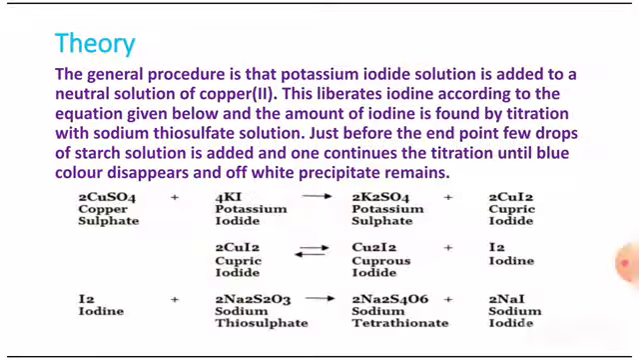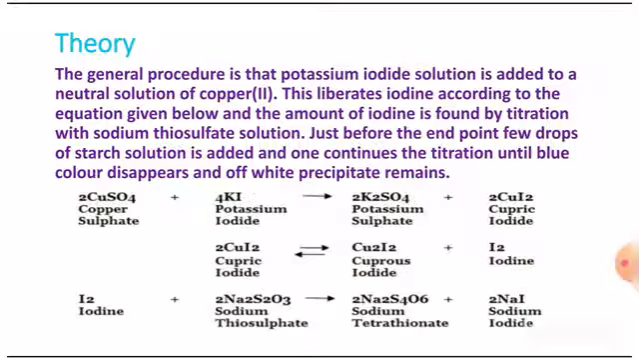Theory behind this titration is: the general procedure is that potassium iodide solution is added to a neutral solution of copper. This liberates iodine according to the equation given below, and the amount of iodine is found by titration with sodium thiosulfate solution. Just before the end point, a few drops of starch are added and one continues the titration until the blue color disappears and an off-white precipitate remains.